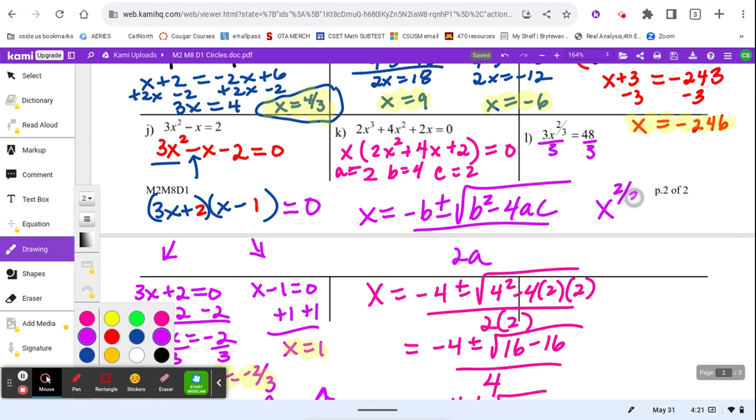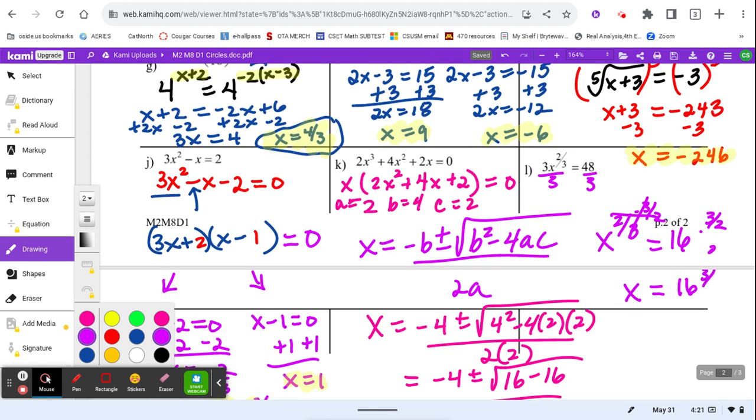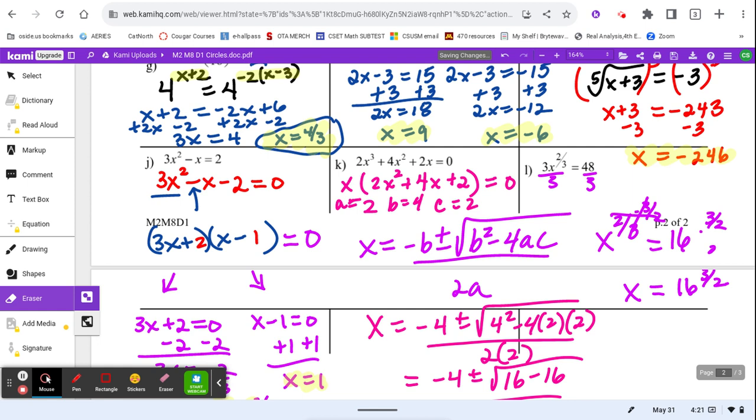get rid of that 3. So the coefficient of 3 gets divided out, and this is going to leave us 16. Now, how do I get rid of a power of 2/3? You could multiply by 3 halves, power of 3 halves to both sides, so that the 3 and the 2 cancel out, just leaving you x. And that's going to leave us at 16 to the power of 3 halves.